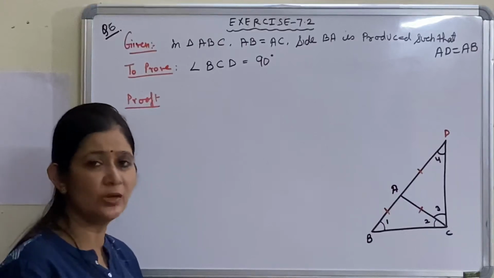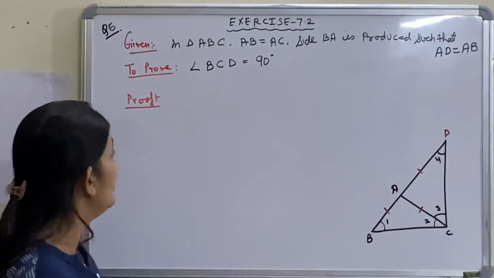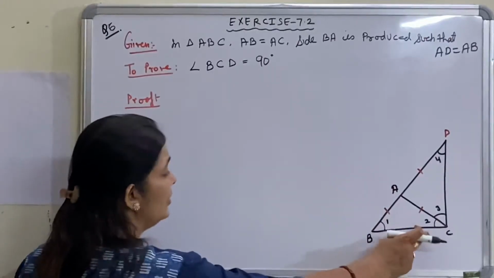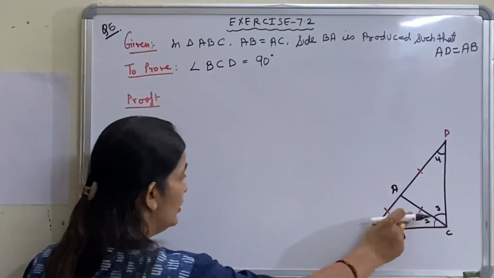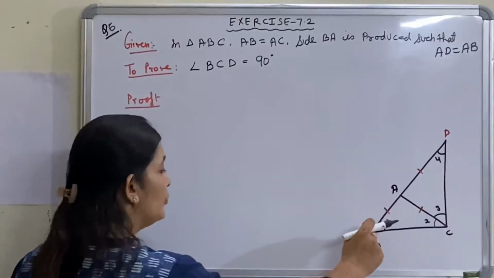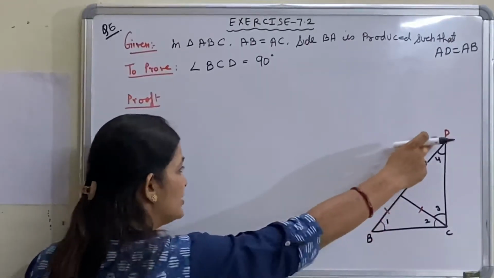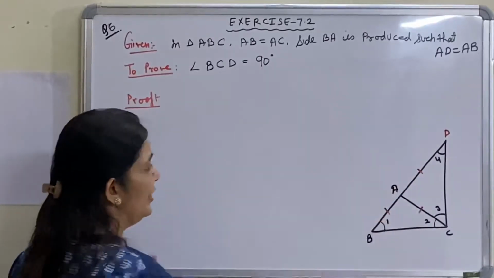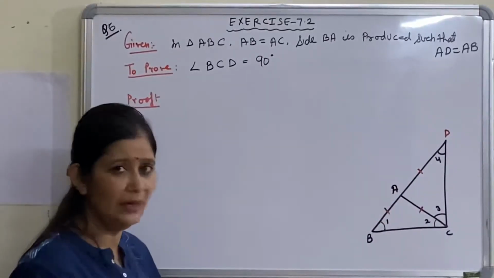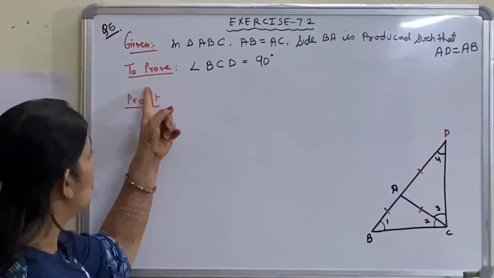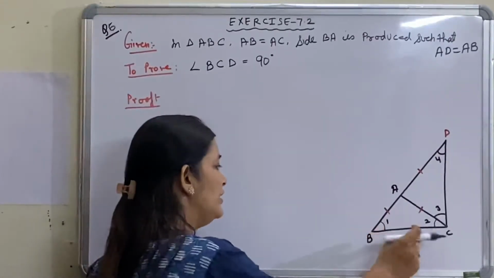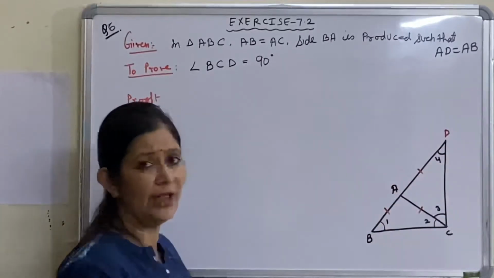To question number 6 of exercise 7.2. In question number 6, it is given that ABC is an isosceles triangle in which AB is equal to AC, and we have to produce side BA to D such that AD is equal to AB. AD and BA are equal. And we have to prove angle BCD is equal to 90 degrees.